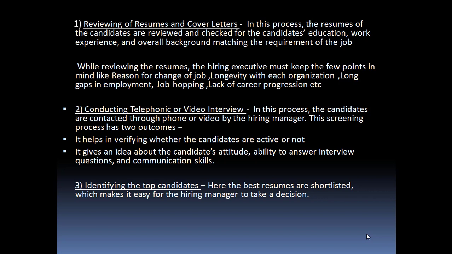So any candidate who is a job hopper, that is who changes jobs quickly, will not be preferred, because such a candidate, if hired, may leave this organization also quickly. So this in turn will increase the recruitment cost of the organization, because again after some time the HR department will have to hire for the same position.